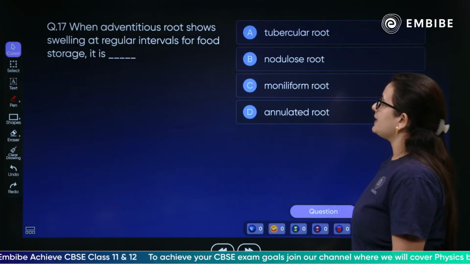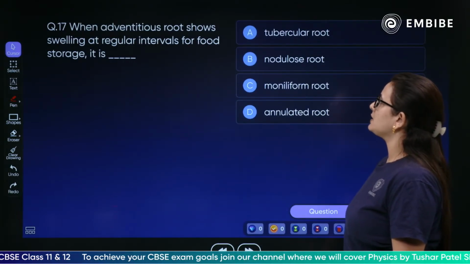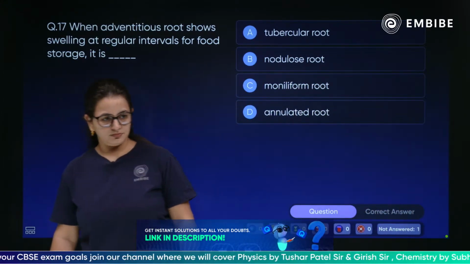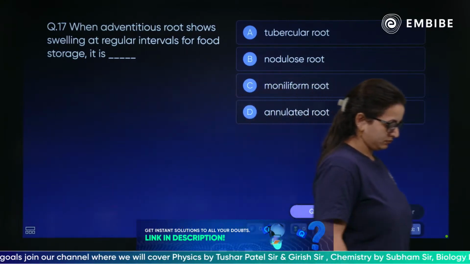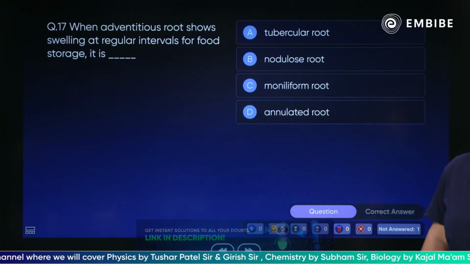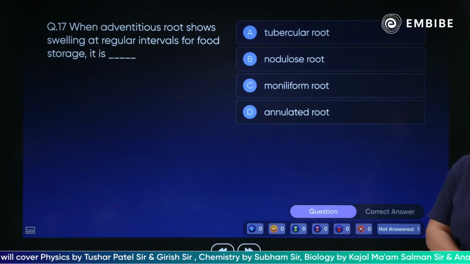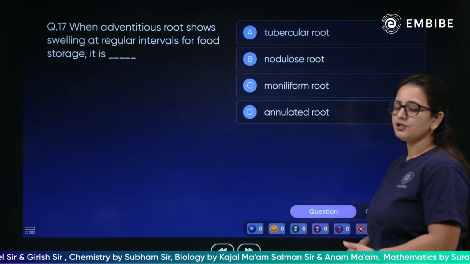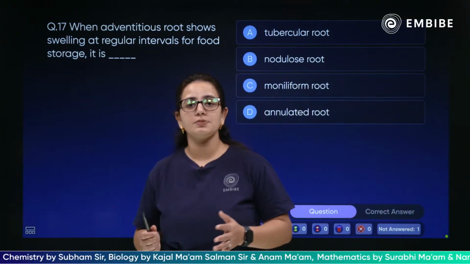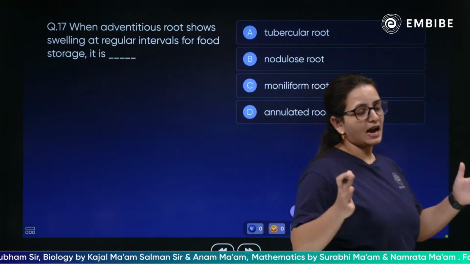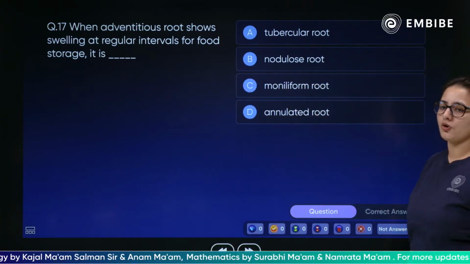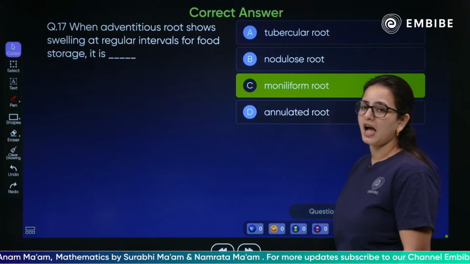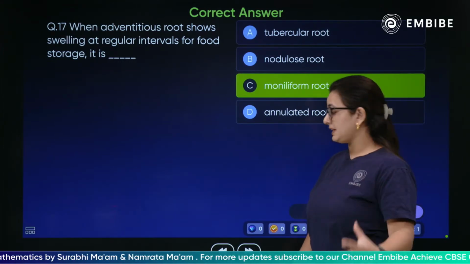Next, when adventitious roots show swelling at regular intervals for food storage, it is? What is basically depicted by that storage of food? Tuberous root, nodulose, moniliform, annulated. Very simple. It is the moniliform kind of root which has the swelling at various intervals.